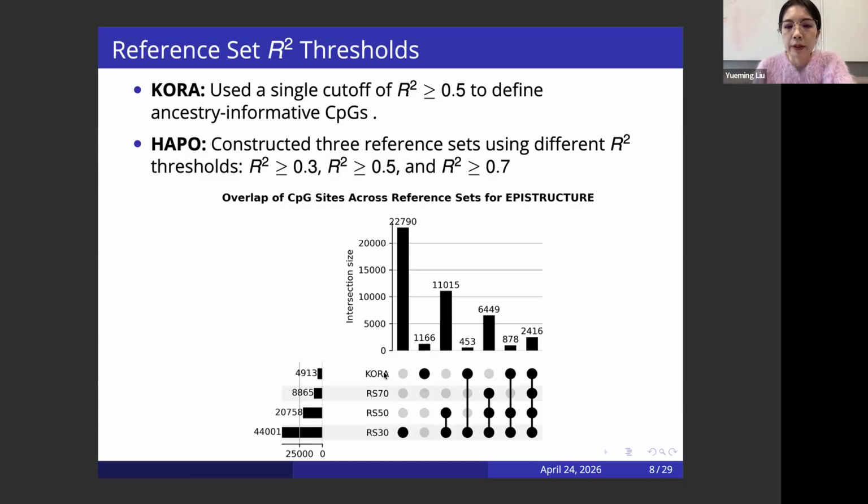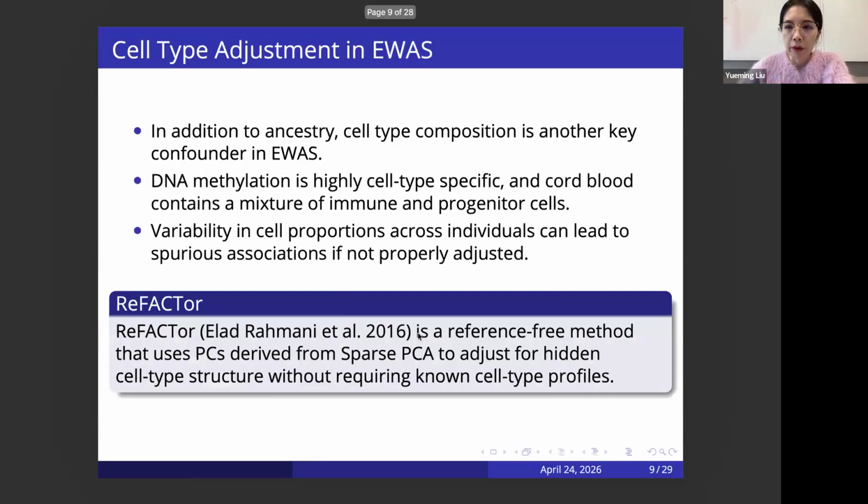So here's the overlap of CpG sets across reference sets for epi-structure. Before we do the EWAS to test the adjustment performance, we also need to adjust for cell type. Cell type composition is another key confounder in EWAS. DNA methylation is highly cell type specific, and cord blood contains a mixture of immune and progenitor cells. Variability in cell proportions can also lead to spurious associations, like ancestry confounding.